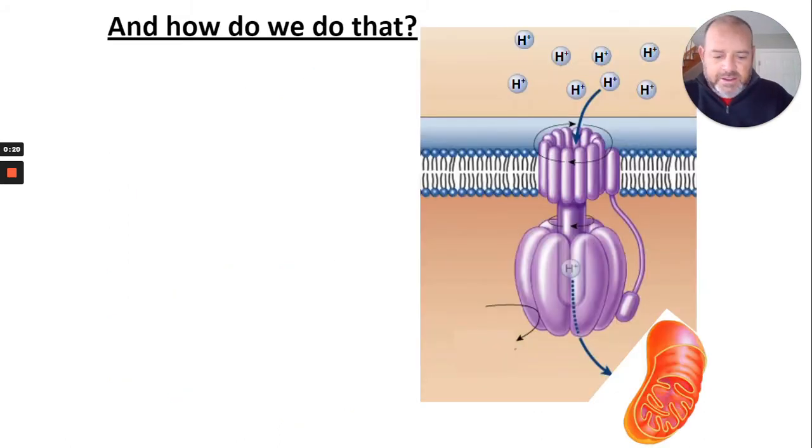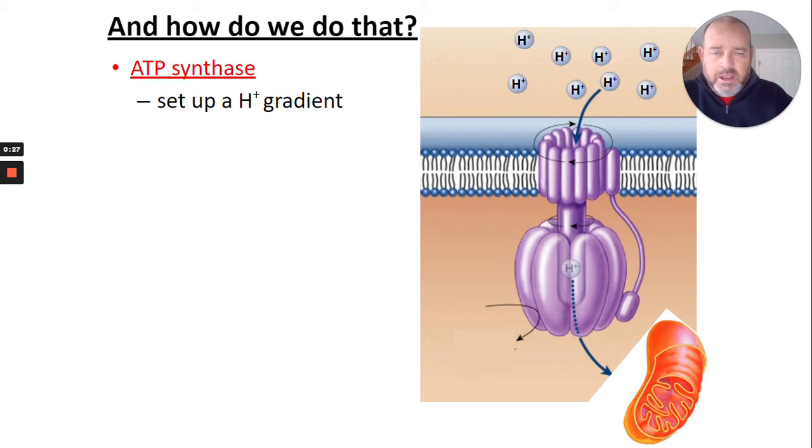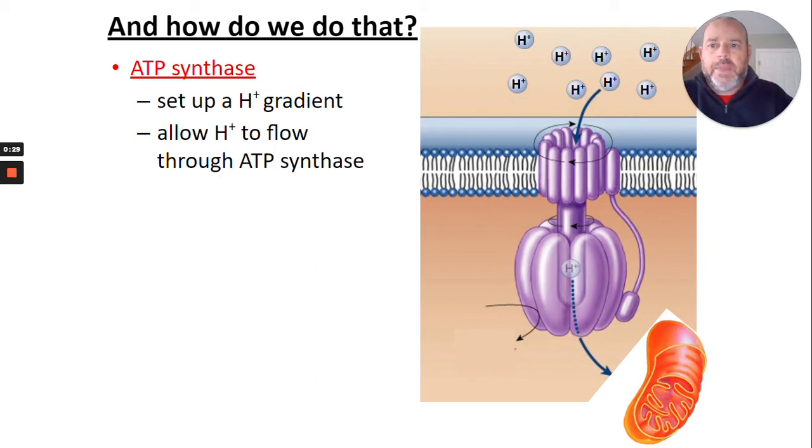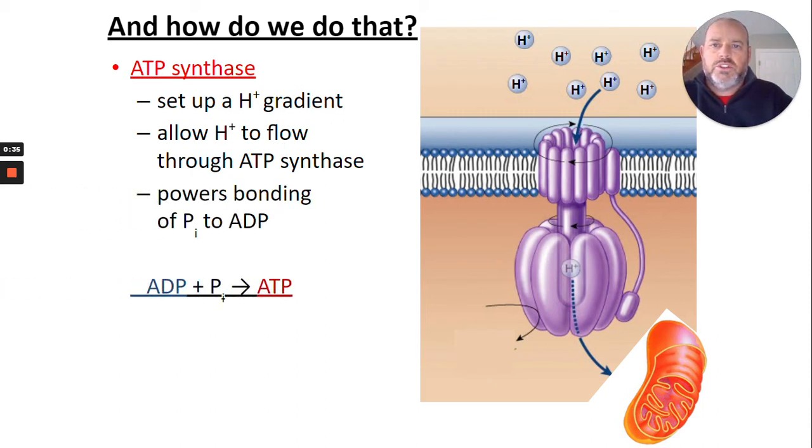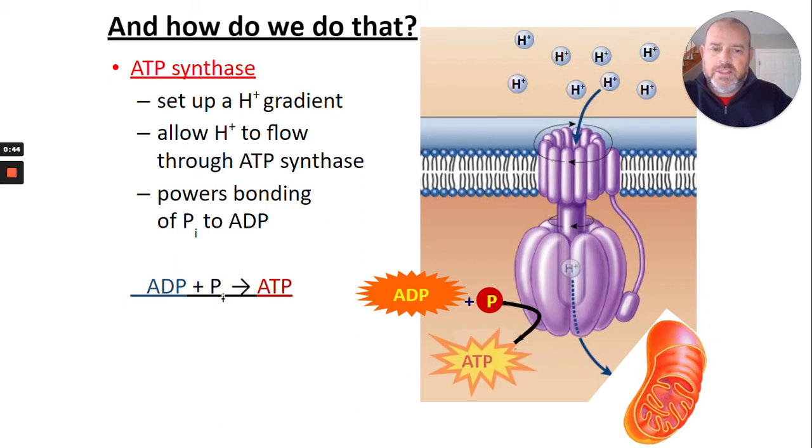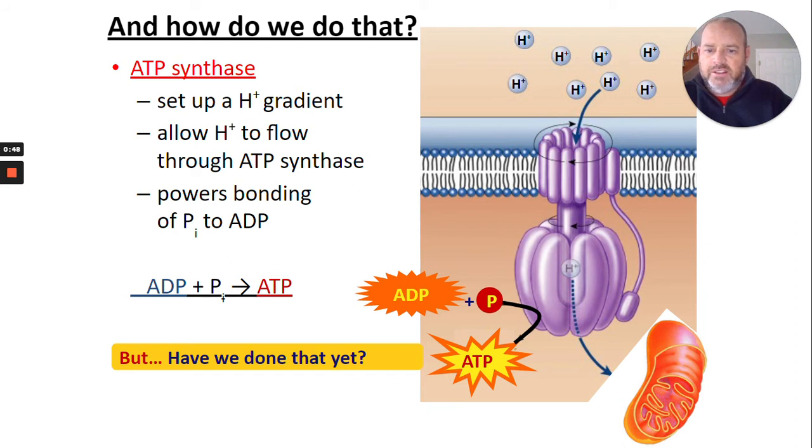I showed you this diagram early on during glycolysis, and the goal is that this ATP synthase is going to set up a hydrogen gradient and allow the hydrogen to flow through that ATP synthase. And then we're going to generate some ATP that way. So we'll get there. We're not there yet. This is, again, what we're working for. And I'll show you more details on this once we get there. But this is what we're trying to get to so we can generate some ATP.